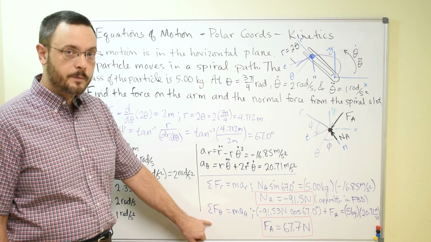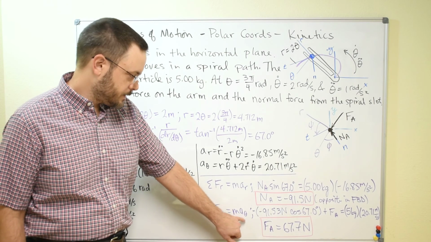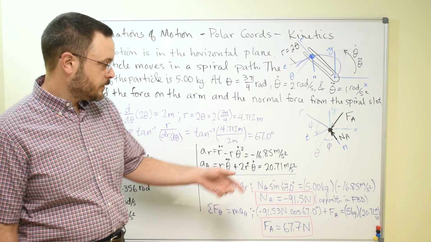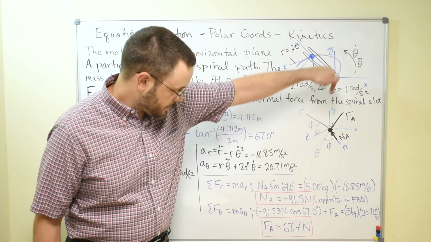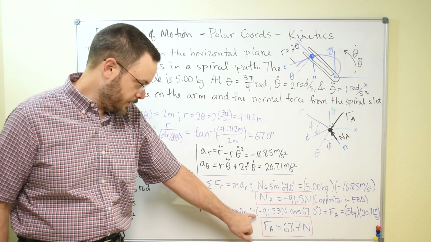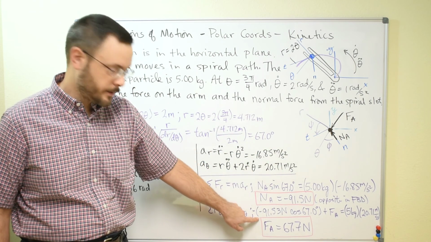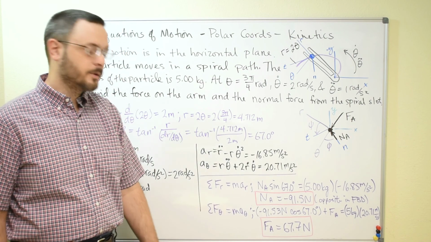And then we can do the sum of forces in the theta direction and get that that's m times a theta. Now we have both the FA force, which entirely goes in the theta direction, and we have the other component of the NA, but we've already solved for NA. And then we can solve that equation for FA.